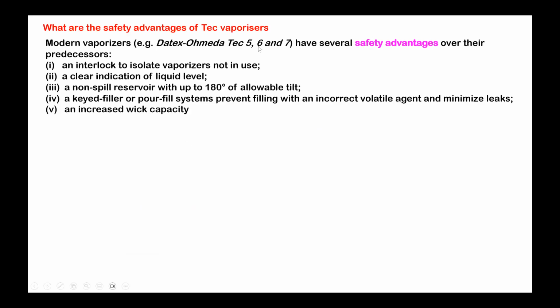And the safety advantages of Tec vaporizers: they have an interlock to isolate vaporizers when not in use, a clear indication of the liquid level through the sighting glass, a non-spill reservoir where even up to 180 degrees, if you fill, nothing will go out, and a keyed fill or pour fill system to prevent filling with an incorrect volatile agent and minimize leaks, and increased wick capacity to increase the vaporization.